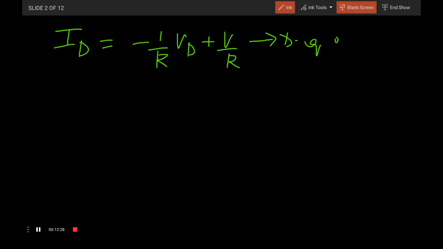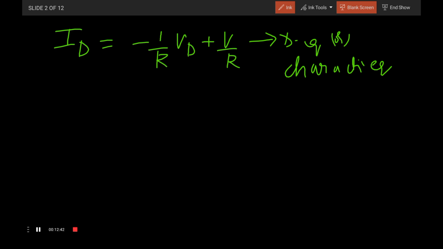Let us see some more notations for this. The diode equation is ID equal to minus 1 by R into VD plus V by R. So this is the diode equation, or we can also call it the characteristic equation of a diode.